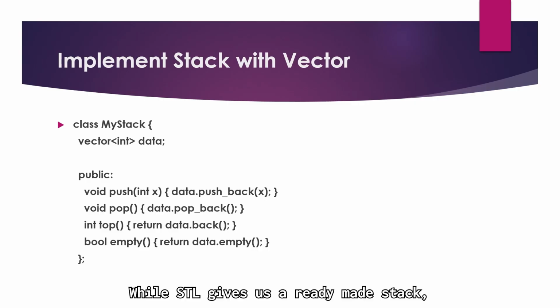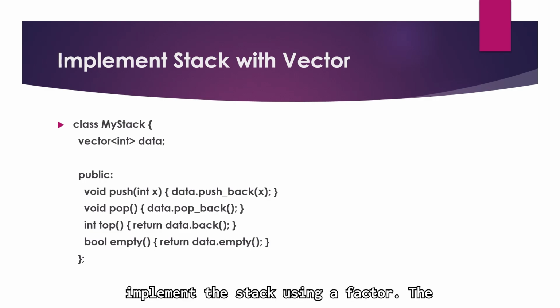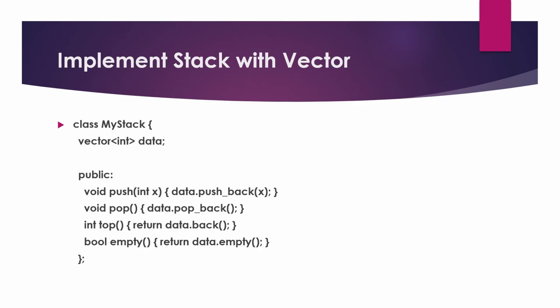While STL gives us a ready-made stack, understanding how to build one manually deepens our grasp. Here we implement the stack using a vector. The push operation becomes push_back, pop becomes pop_back, and top becomes back. This version behaves just like an STL stack but gives us more control and transparency, perfect for debugging, customizing, or learning purposes.